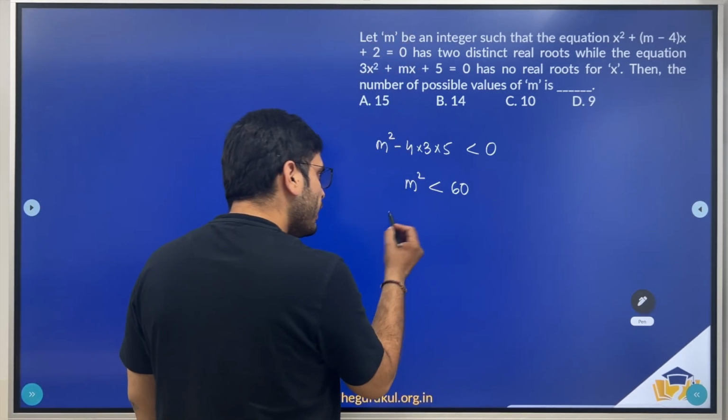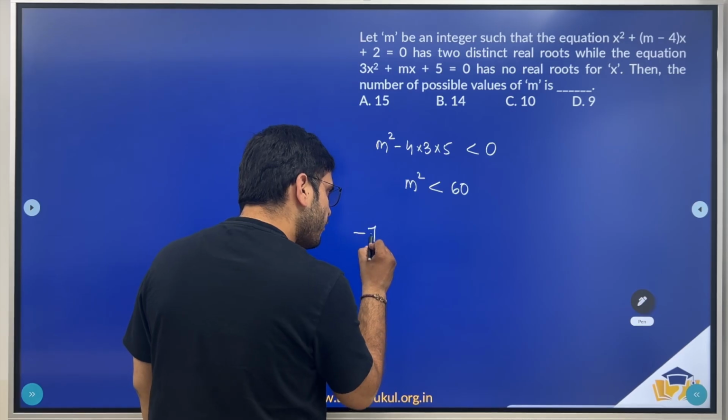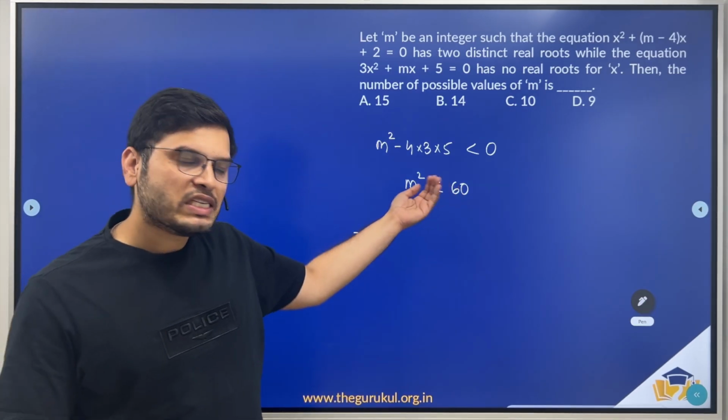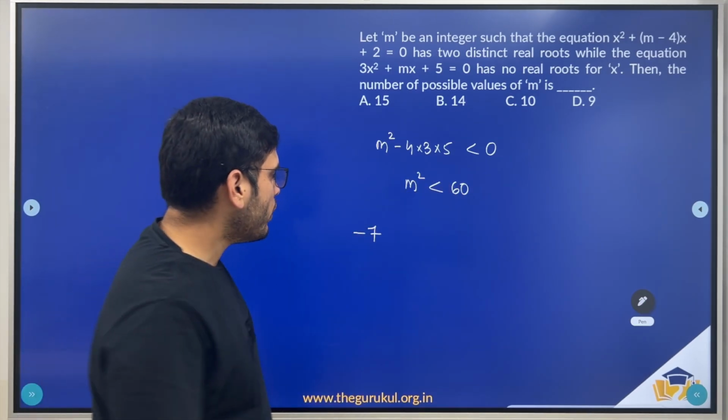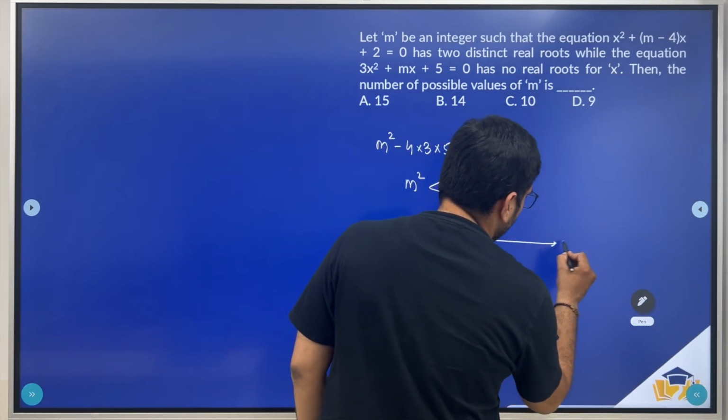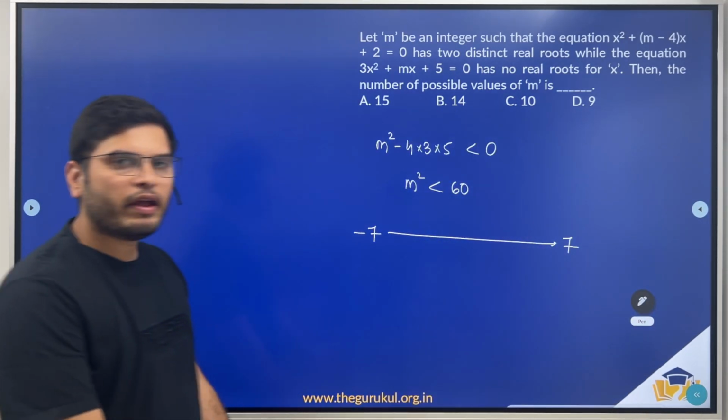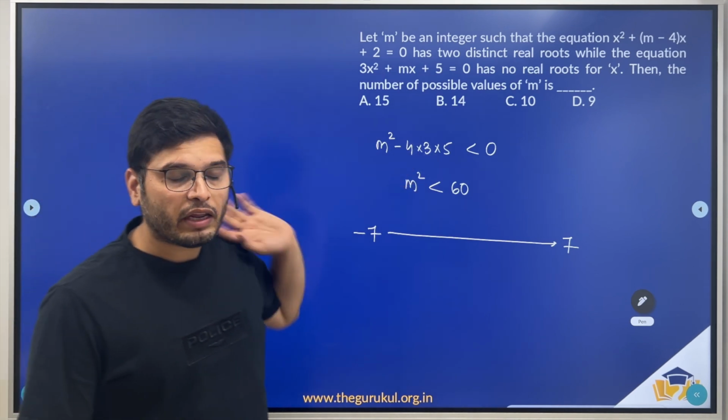Right. So m can assume values from -7, because the perfect square which is less than 60 is 49. So m can take values from -7 to +7. So in total we have 15 values satisfying this inequality.